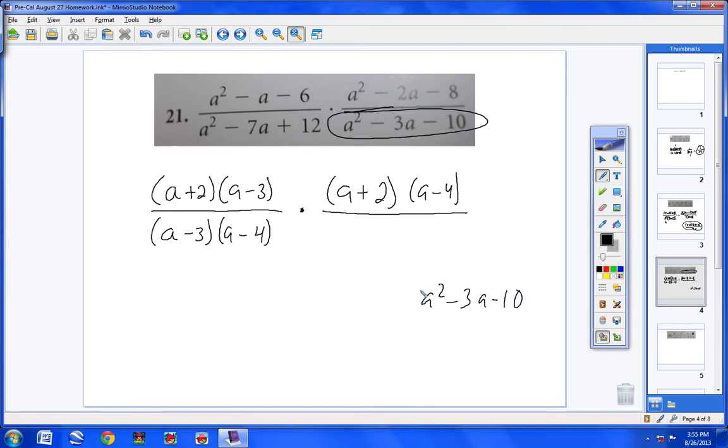Step 2, I've got a lead coefficient of 1 with a trinomial. List out all the factors of negative 10. If I did that correctly, I would have a positive 2 and a negative 5. When you multiply those, you get a negative 10. When you combine those, you get a negative 3. So my factorization would be a plus 2 and a minus 5.